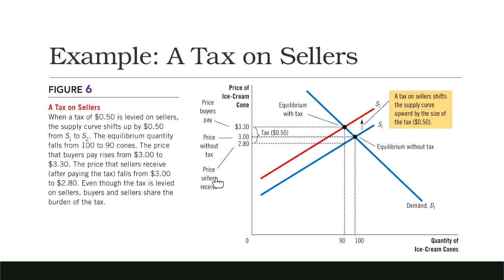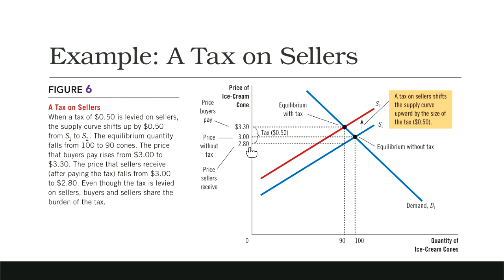The price sellers receive is $2.80. Again, if you're wondering, how do we know this is the price they receive? The $3.30 is the price at the equilibrium. So that's what buyers pay. And then we subtract from that the tax. In this case, the tax is 50 cents. So we subtract 50 cents from $3.30, and that's how you wind up with $2.80.